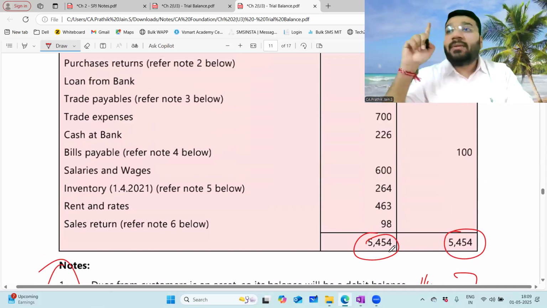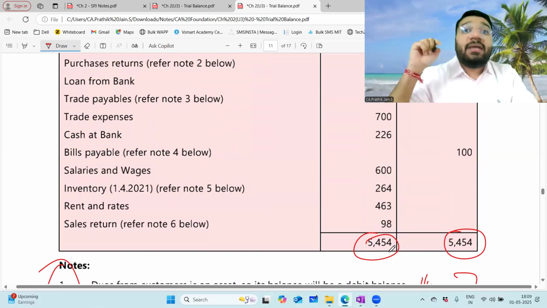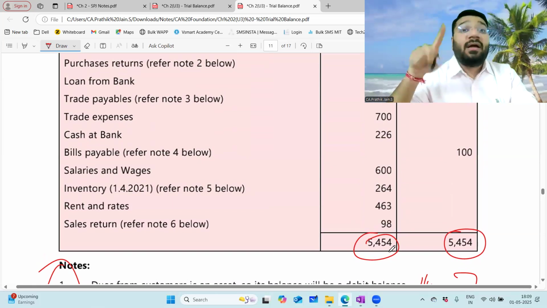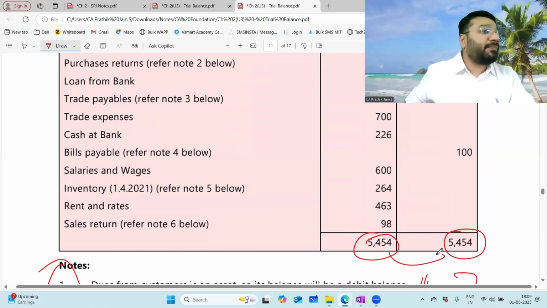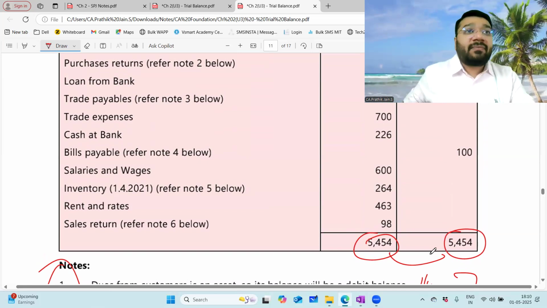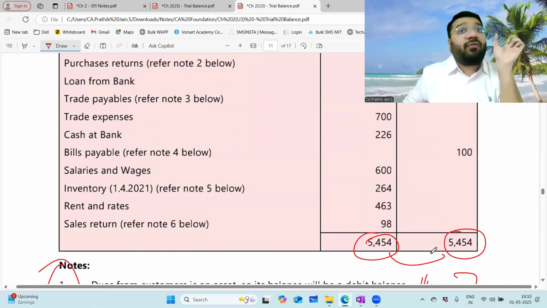I'm repeating one more time. Listen to me very carefully. Whenever such a question comes in exam, in this question you're lucky that when you prepare the revised trial balance, both the sides' totals still end up being the same. Sometimes it will not be the same. Difference will be there. Either debit will be more or credit will be more. In that case, you have to place the suspense account wherever there is a shortfall.